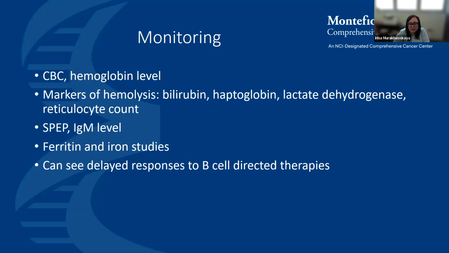Since responses to B-cell directed therapy can be delayed, if the B-cell directed therapy is chosen as a treatment option, I would not alter therapy for the first 2 to 3 months. That would include adding additional therapy or extending the course of therapy beyond 4 cycles with rituximab bendamustine, for example.